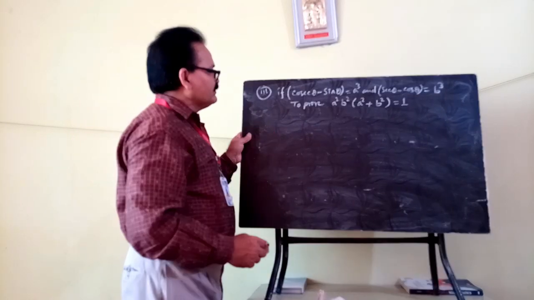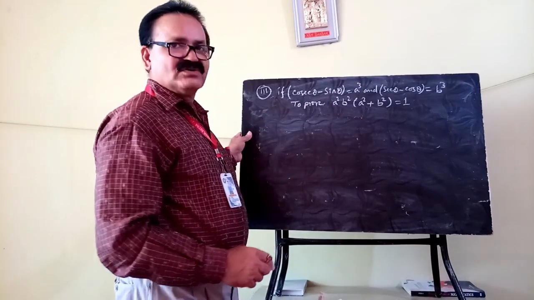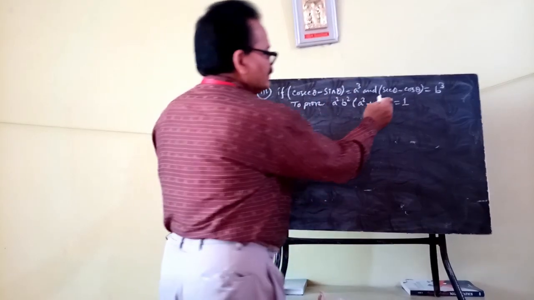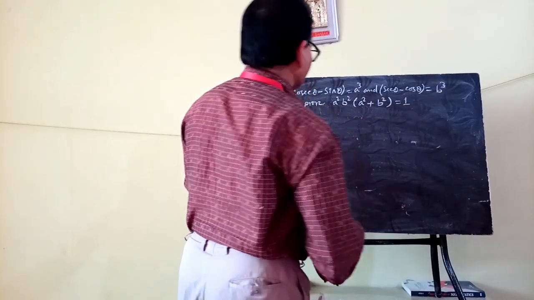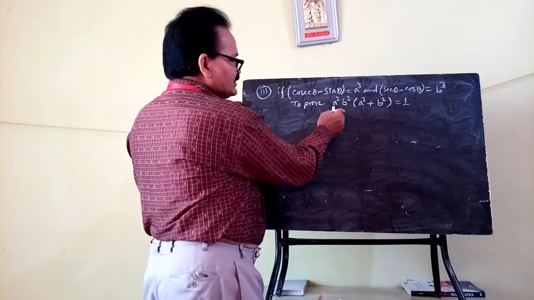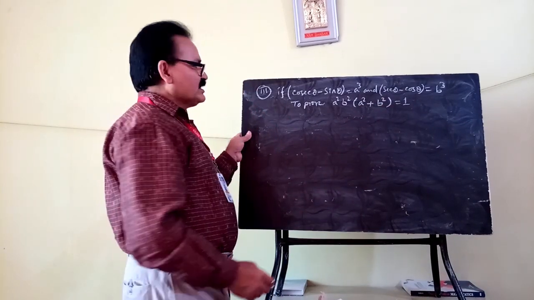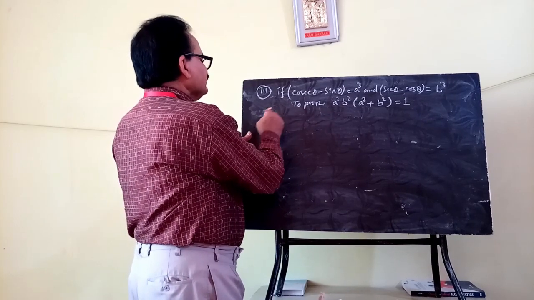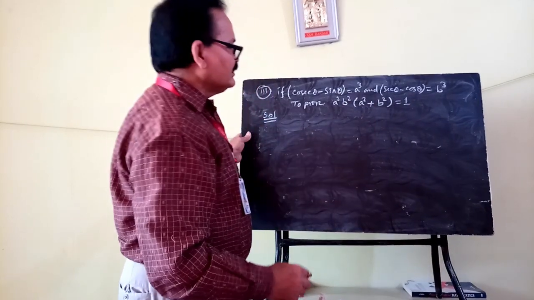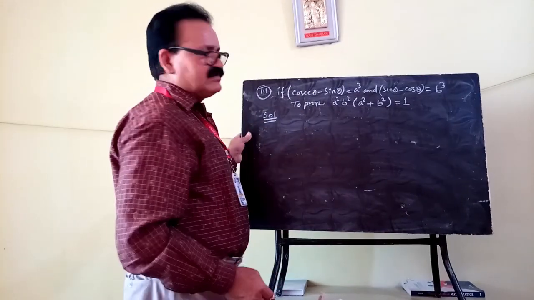Here also the condition is given: if cosec theta minus sin theta equals a cube, and sec theta minus cos theta equals b cube. Here the values of a cube and b cube are given and you have to find a square b square into a square plus b square equals 1. Okay, so this is also one of the conditional identities, and again from this expression you see there is an elimination of sin and cos terms. So we have to again eliminate it to get the algebraic expression.